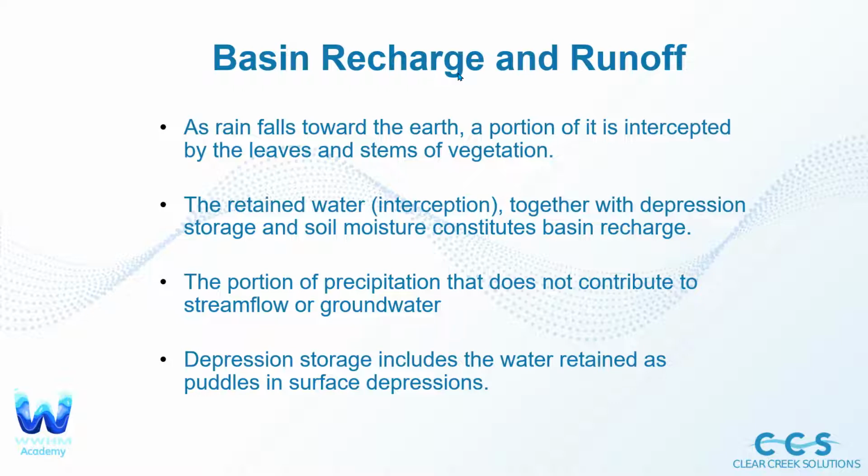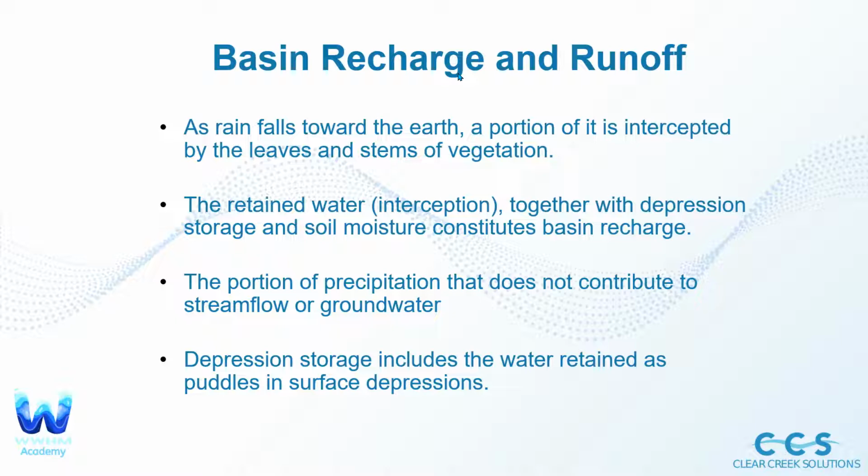As rain falls towards the earth, a portion of it is intercepted by the leaves and stems of vegetation. When we talked about the hydrologic cycle, we went over this quite a bit, but as the precipitation is going to fall, a portion of that is going to be intercepted by the natural vegetation in the area. So if you think about rainfall falling on a desert where there's not a lot of natural vegetation, not a lot of that water is going to be intercepted. But if there's a bunch of trees and you're in a forested area, a lot more of that water is going to be intercepted by the local wildlife, and it's going to be using that water.